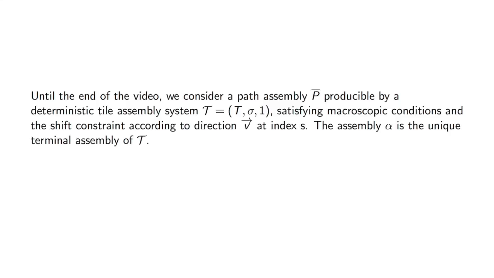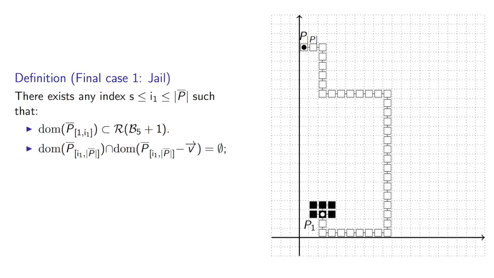We present here the study of three cases. We show that the path assembly P is pumpable for each of these cases. In the next video, we will put all the pieces together to prove the main result. The first final case is called jail. Consider the example on the right side.